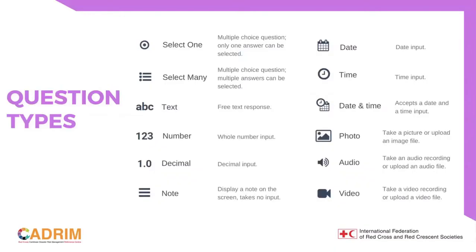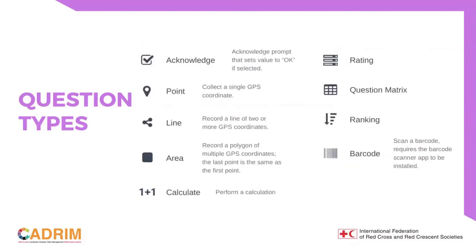So here are some of the types of questions that you can find in KoBo to create your surveys. You can select one or select many. You can have questions of type text, number, decimal, note. You can insert dates and time. You can take photos and make videos. You can validate data, and those are just some of the types of questions that you can create using KoBo. You can also collect GPS geopoints, design lines or select an area, or perform calculations, same as on the presentation.